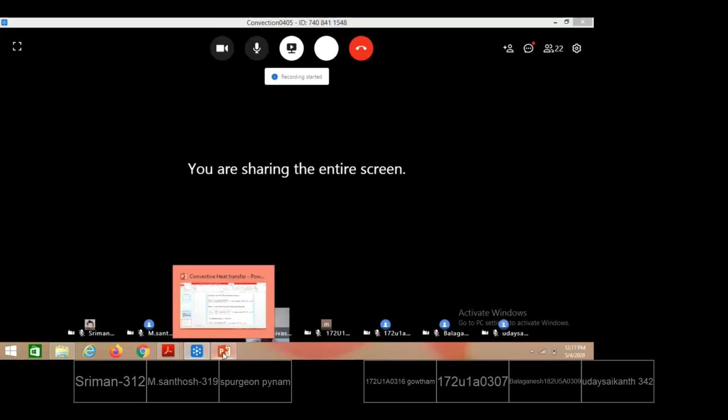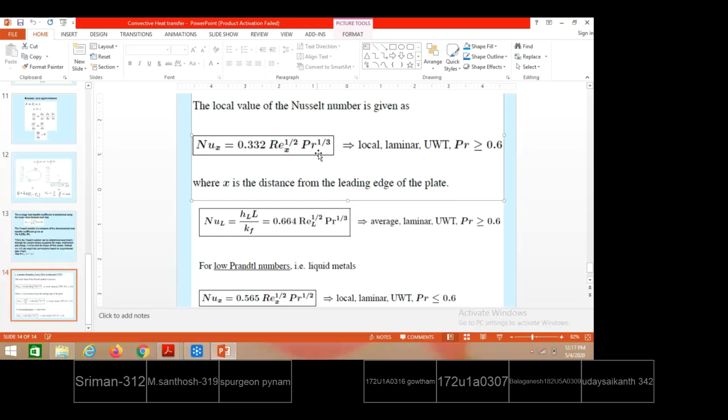Knowing about the forced convection problems. In the case of forced convection problems, all the convection problems are represented as Nusselt number equal to a function of Reynolds number and Prandtl number. When it comes to natural convection problems, the same Nusselt number is obtained as a function of Grashof number and Prandtl number.